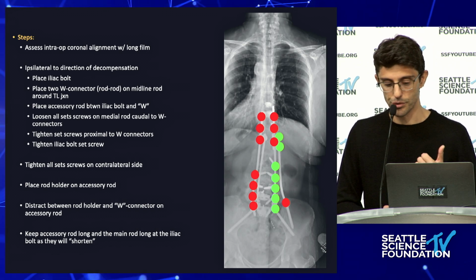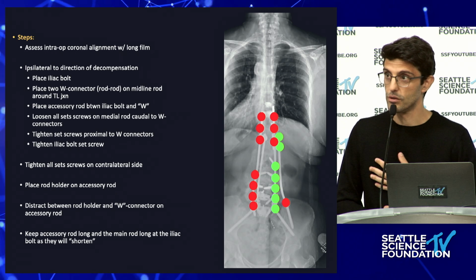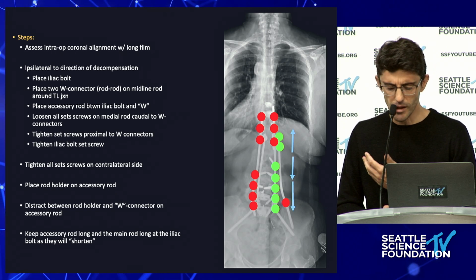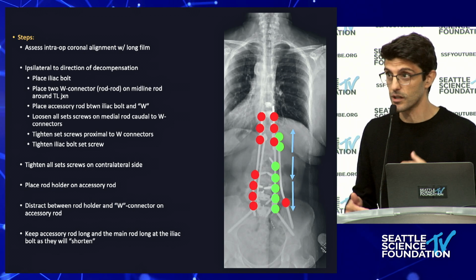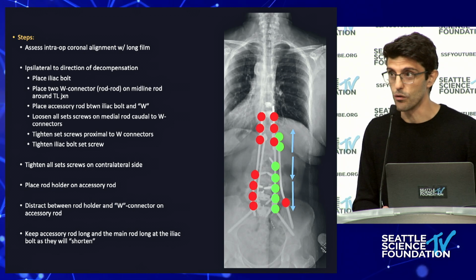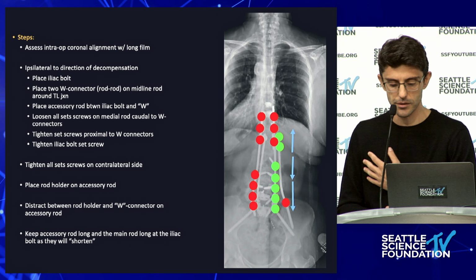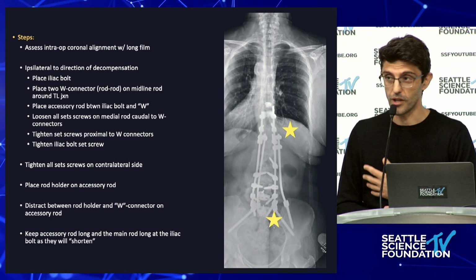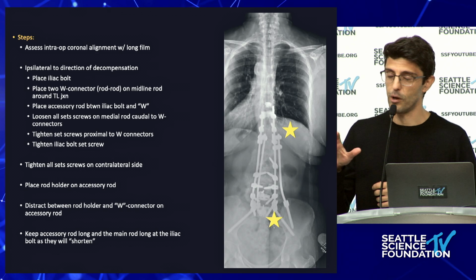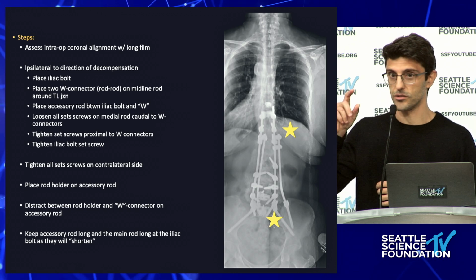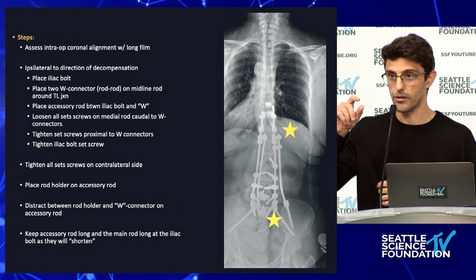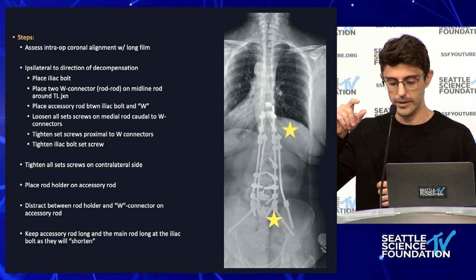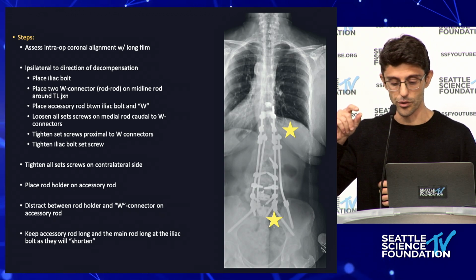You then put a rod holder a little bit distal on the accessory rod on the kickstand rod, and then you distract on it. And effectively that depresses the pelvis. It doesn't push the trunk over, it depresses the pelvis. And two things to understand is that when you're depressing the pelvis, it's going to shorten that kickstand rod on the W's. So you want to make that accessory rod or the kickstand rod long so it doesn't shorten too much and you lose your correction.